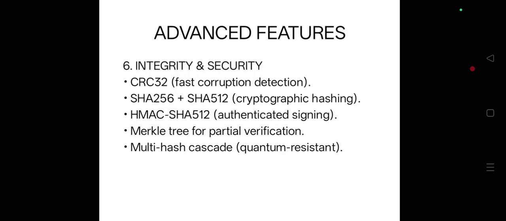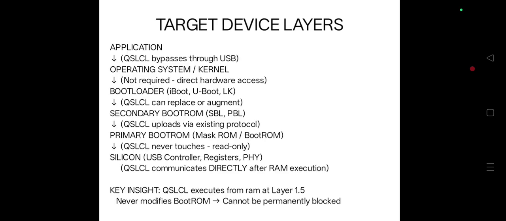Now, integrity and security. As I mentioned earlier, CRC32 detects corruption when running the qslcl.bin. It has both SHA-256 and SHA-512, and HMAC-SHA-512 for stronger authentication, a Merkle tree for partial verification, and a multi-hash cascade, which is also quantum resistant.